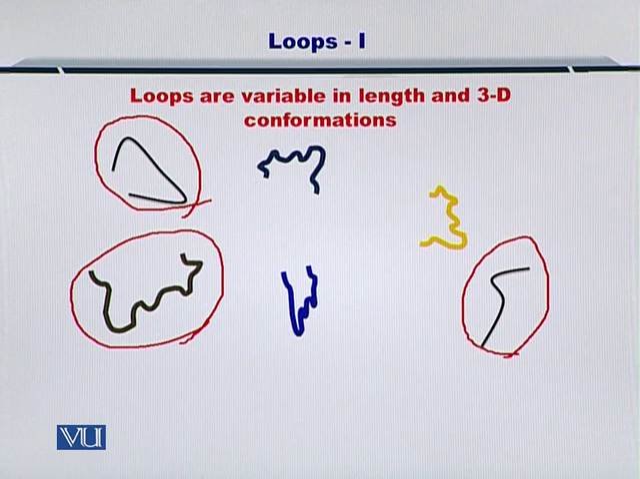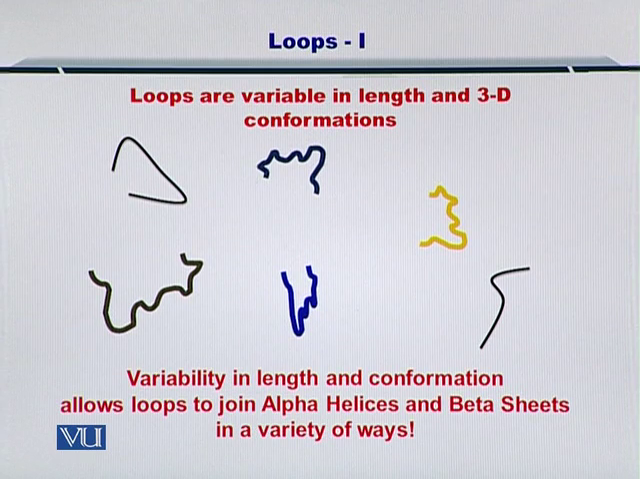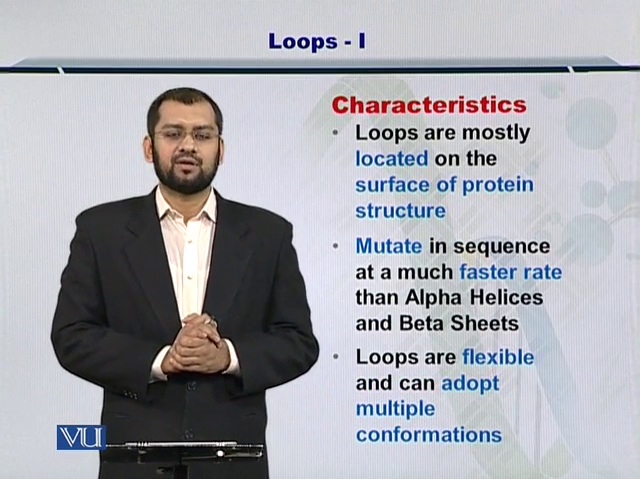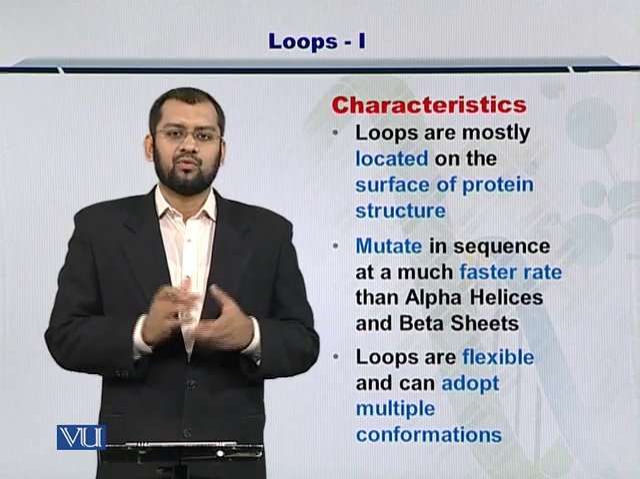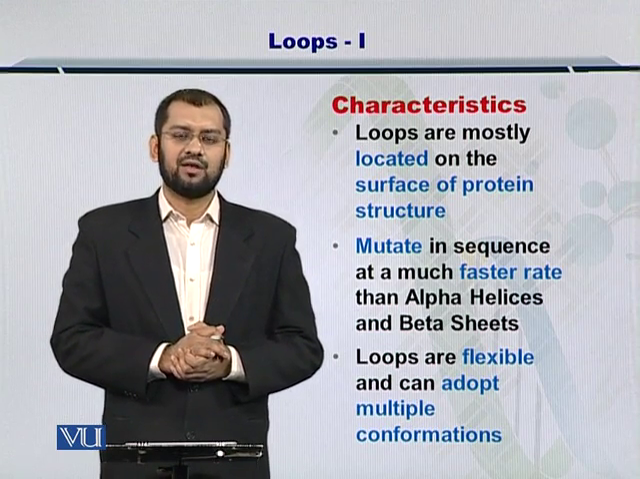And therefore, loops can be long, loops can be short, and it all depends on the amino acids and the side chains that are not participating in the alpha helix or beta sheet formation. So therefore, variability in length and conformation of these loops allows them to join alpha helices and beta sheets in a variety of ways. The characteristics of these loops are important. We need to know what is the function of these loops. Where are they located exactly?